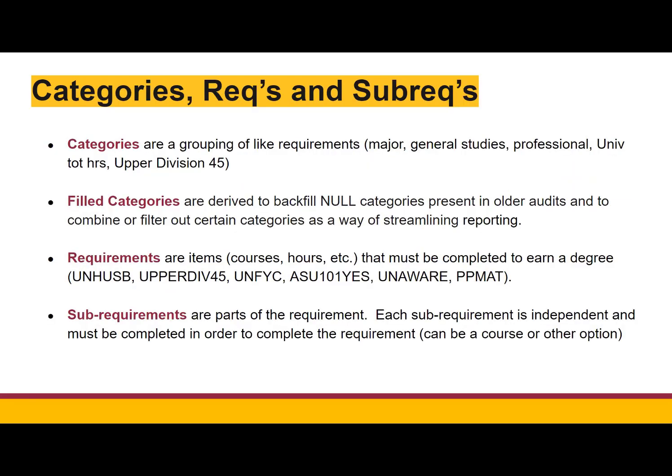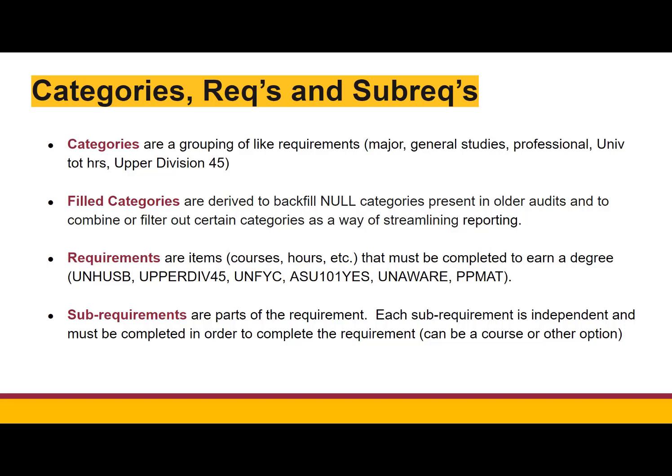Okay, categories, requirements, and sub-requirements. I'm mentioning this because of how the tables that we've created are laid out. Categories are a grouping of like requirements. That would be majors, general studies, professional, upper division 45. Filled categories, which is what's included in our progress view, are derived off of the category, and they were created to backfill null categories present in our older audits, and to combine or filter out certain categories as a way of streamlining reporting.